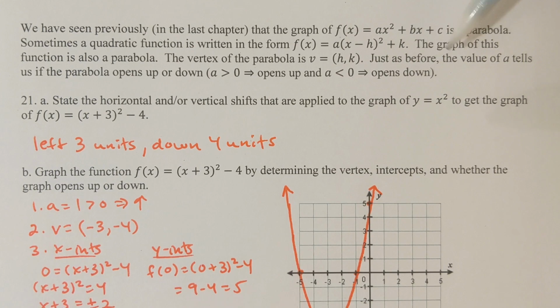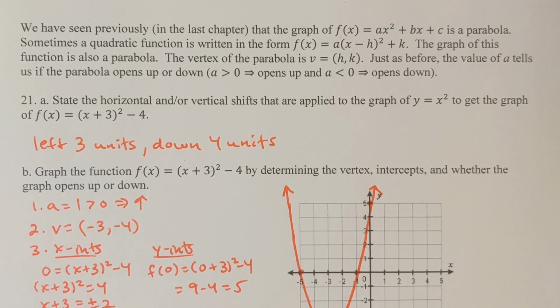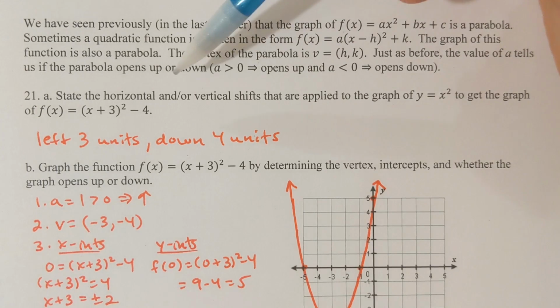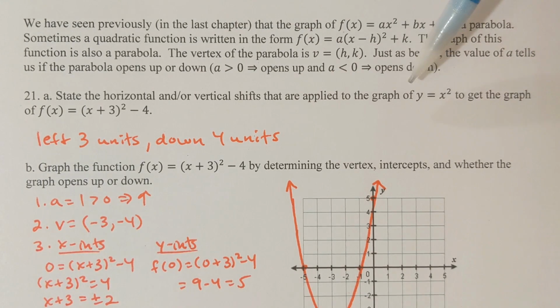Just as before, the value of a will tell you if the parabola is going to open up or down. A positive means that the parabola opens up. A negative means that the parabola opens down. Let's take a look at problem 21, part A. State the horizontal and or vertical shifts that would be applied to the graph of y equals x squared to get the graph of f of x.